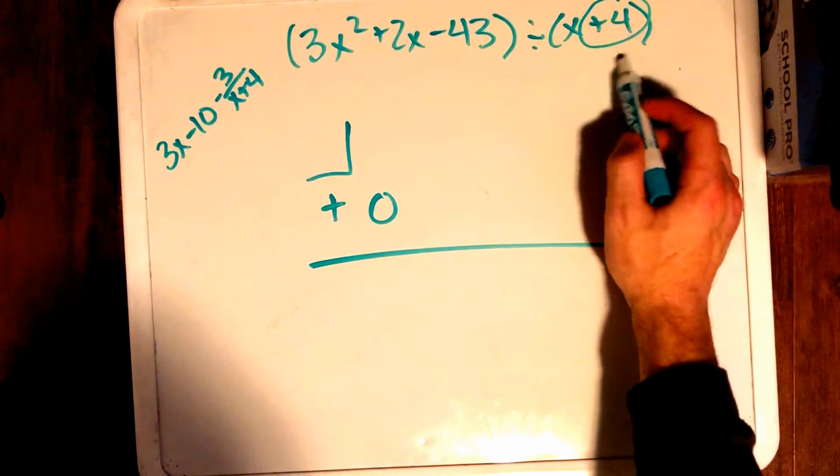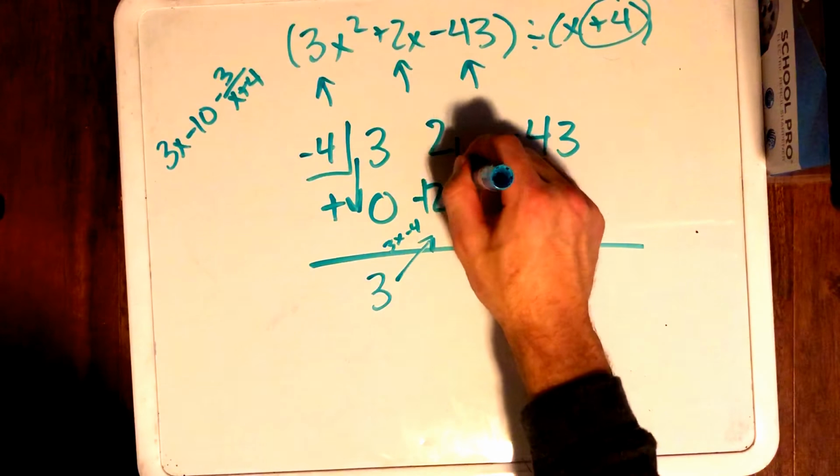And then just like the last time, we want to look at our coefficients, positive 3, positive 2, negative 43, and we want to throw them into this row. Okay, and so now, just like last time, we're going to do this addition. 3 plus 0 is 3. We're going to do 3 times a negative 4, because we're multiplying whatever's in our top box up here. We get negative 12.